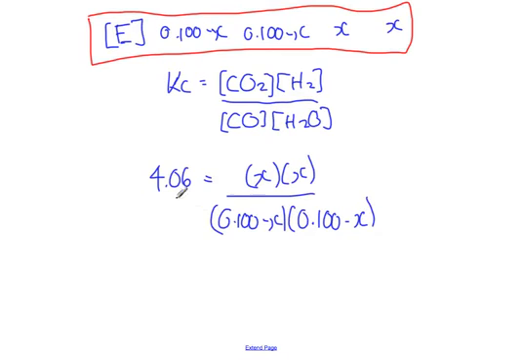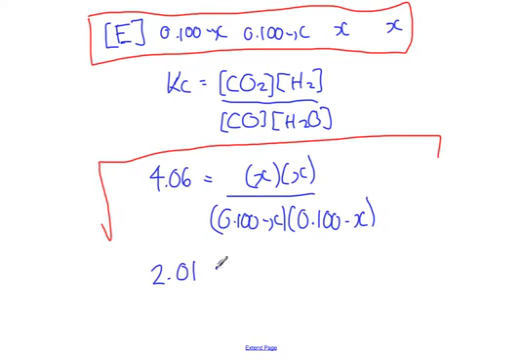Now again, this might look like a fairly complex thing to solve, and it would be. You're going to generate a quadratic equation, you have to use a quadratic formula. But if you have a quick look first, and I always recommend this, what if we took the square root of everything? Well, square root of 4.06, we can determine that it's actually 2.01 equals, what's the square root of x squared? Well, it's x. What's the square root of 0.100 minus x times 0.100 minus x? Well, it's 0.100 minus x. So we've greatly simplified that problem.